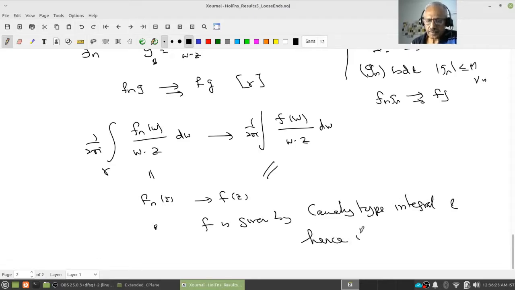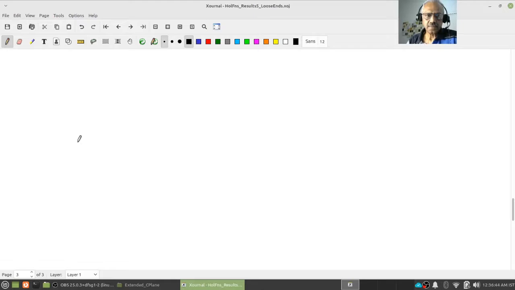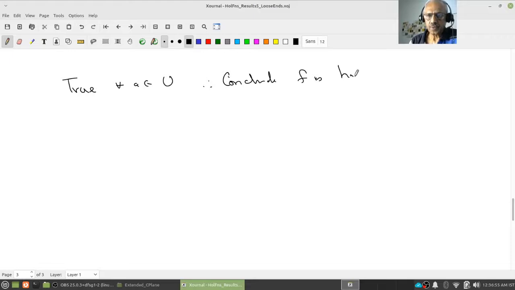and hence it is analytic and holomorphic in B(a, r). And this is true for all a in U, therefore I conclude F is holomorphic on U. Okay, so this gives a second proof.